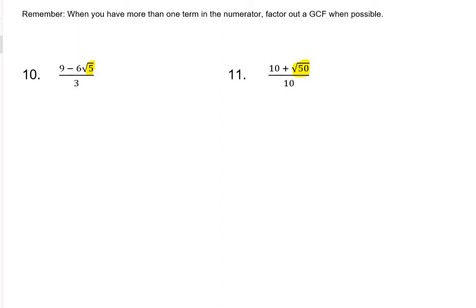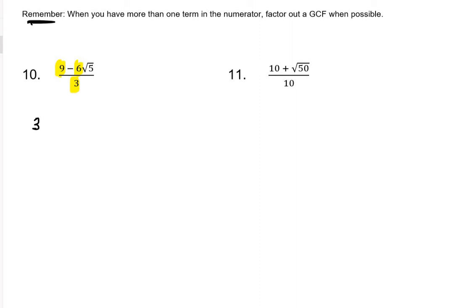I don't really want to start with one of these harder problems, so I'm going to go ahead and start with problem 10, where there's really nothing for me to simplify. So that brings me up here to this. Reminder, when you have more than one term in the numerator, you need to factor out a GCF when possible. So I need to find the greatest common factor of 9 and 6 and 3. What is the biggest number that goes into all three of those? And the biggest number that goes into all three of those is 3.